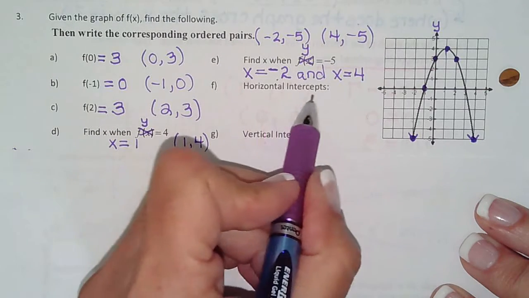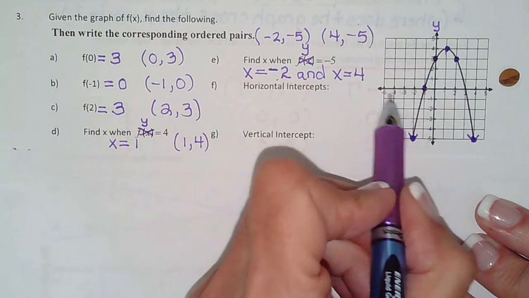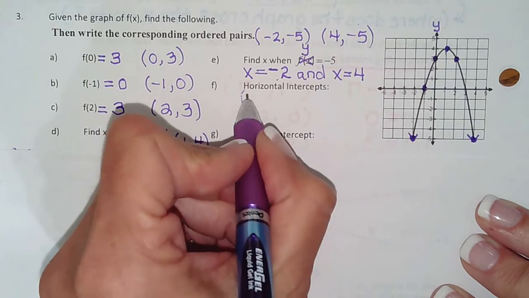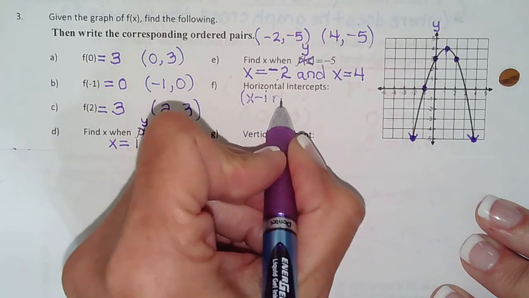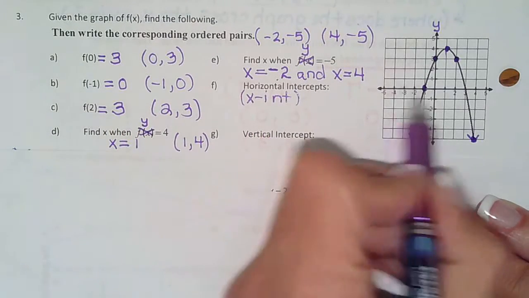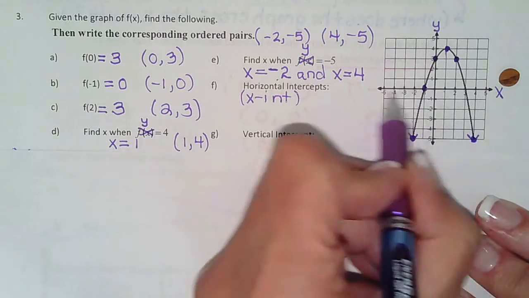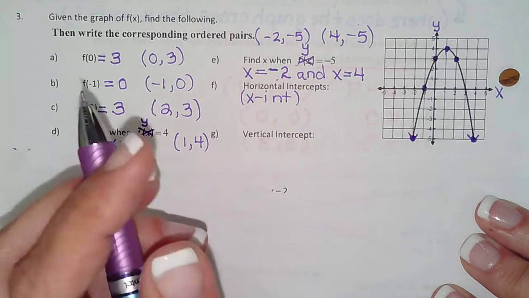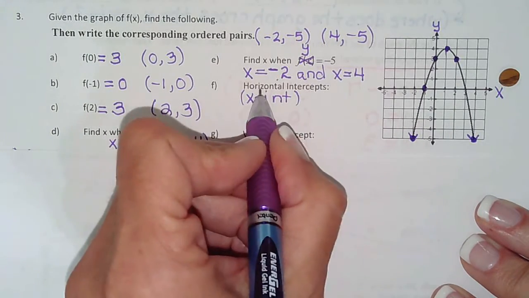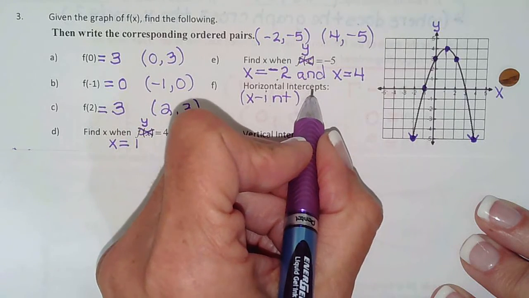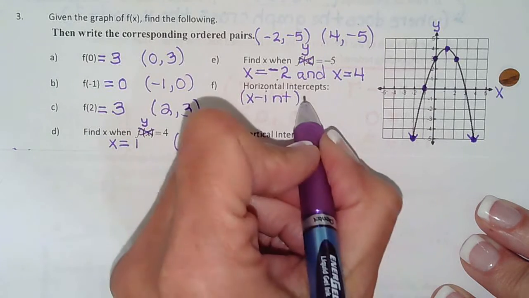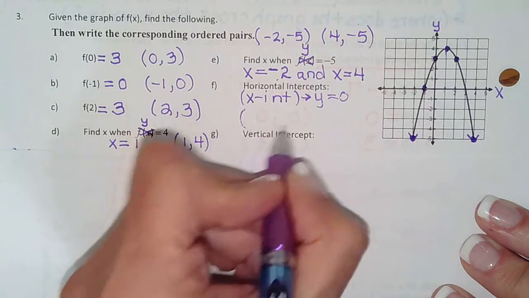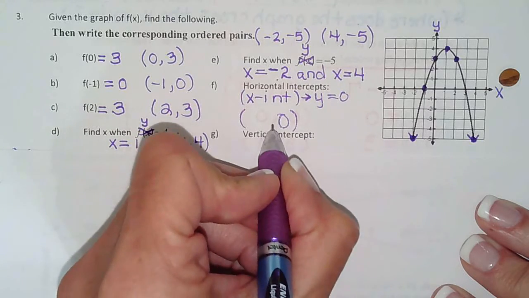And horizontal intercepts. Horizontal, this is the x-axis. So this is just another way of writing x-intercepts, by the way. So sometimes they'll refer to the x-axis as a horizontal axis. Sometimes they'll call it the x-axis, same thing. So immediately I go, oh, horizontal intercepts, x-intercepts, that means y is 0. So when I go to write my ordered pair, I know to make y 0.